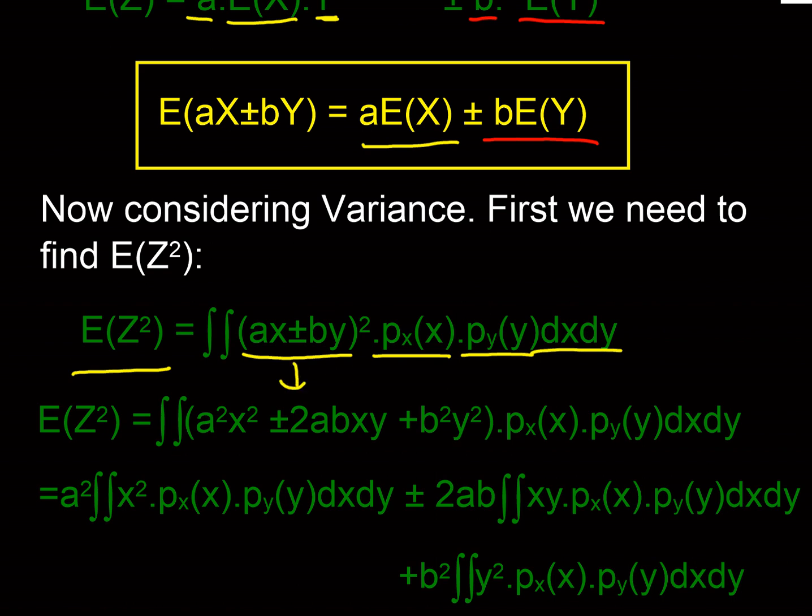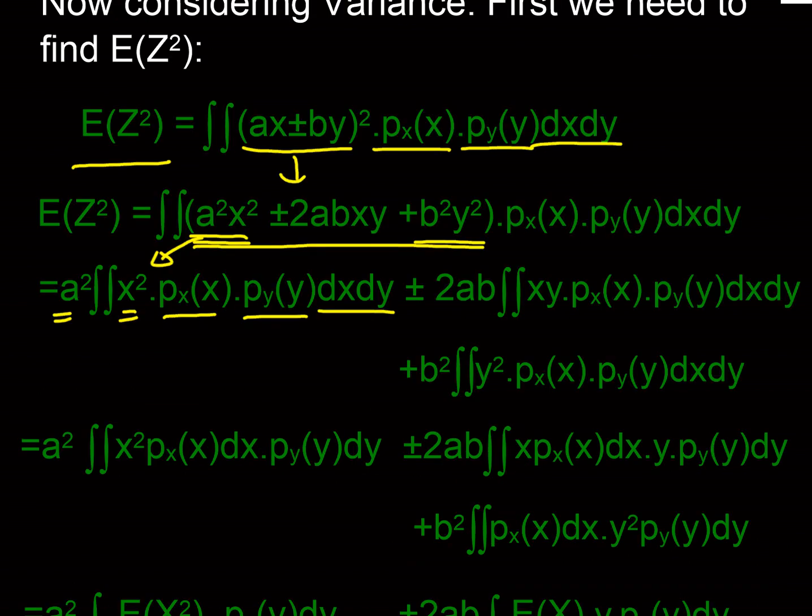If we expand this bracket this time, we get 3 terms. We get a squared x squared plus or minus 2abxy and b squared y squared. And we're going to find the same trick as we did before. We're going to split it into 3 separate integrals, and we'll work each of those through. So let's do the first one. Our first integral here, we're going to take off our a squared x squared. Well, a squared is going to be a constant, so that can go outside the integral, and I've got x squared p(x) p(y) integrated dx dy.